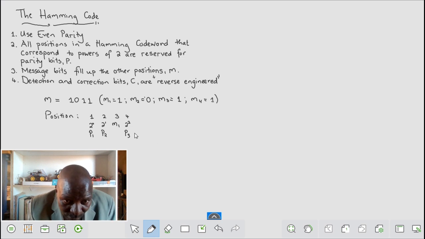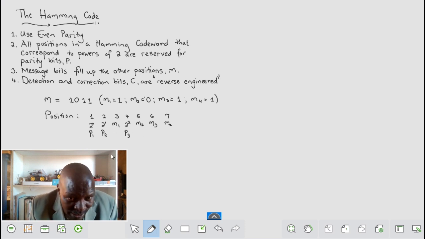Now our next position in the number is 5. That's not a power of 2, so that will be our second message bit. Now 6 is not a power of 2, that will be a third message bit. Then 7 is also not a power of 2, that will be our fourth. So once our entire number is taken care of, we don't need to go further, so we'll cut it at that point there.